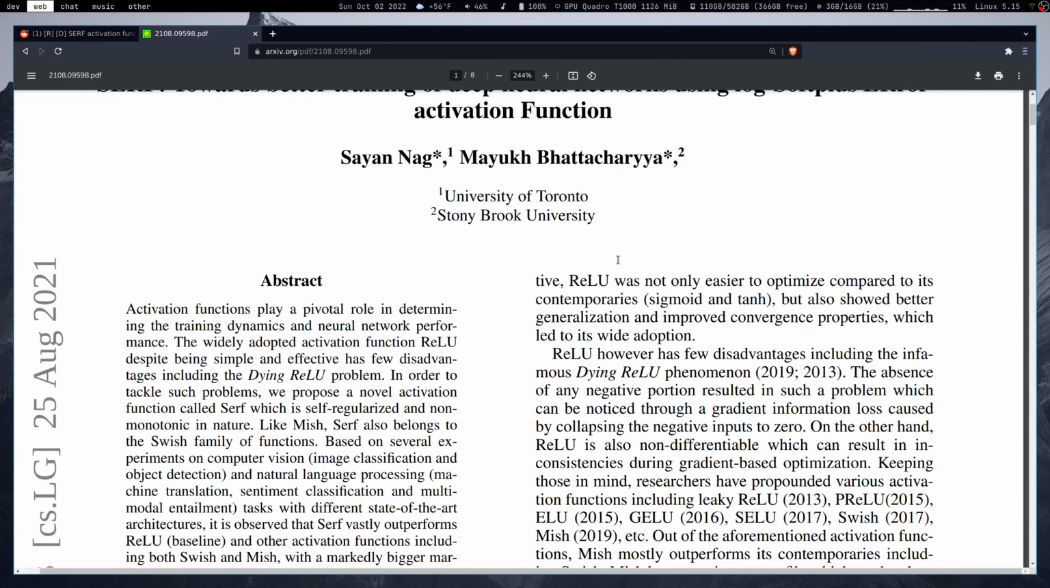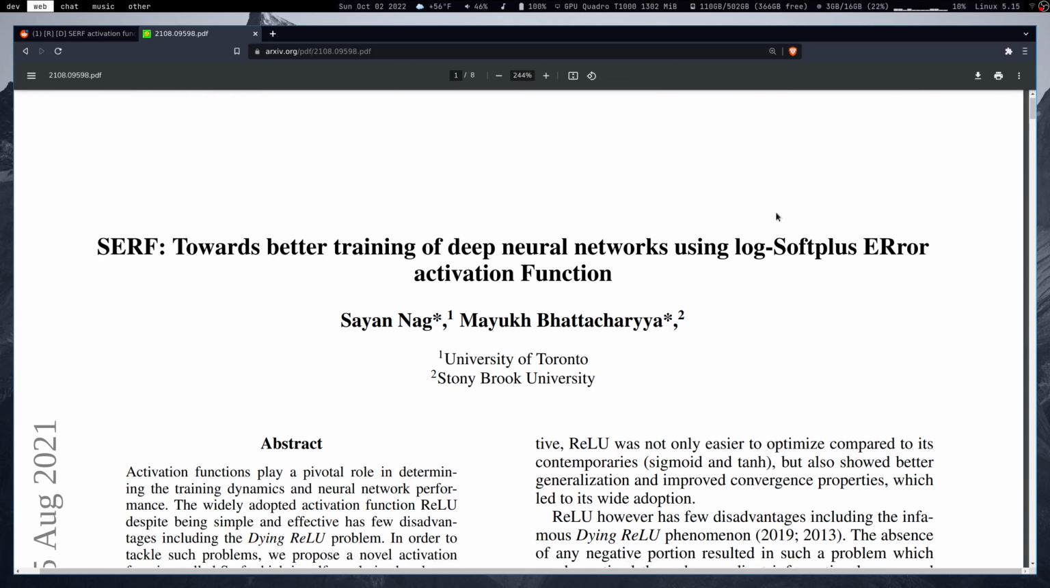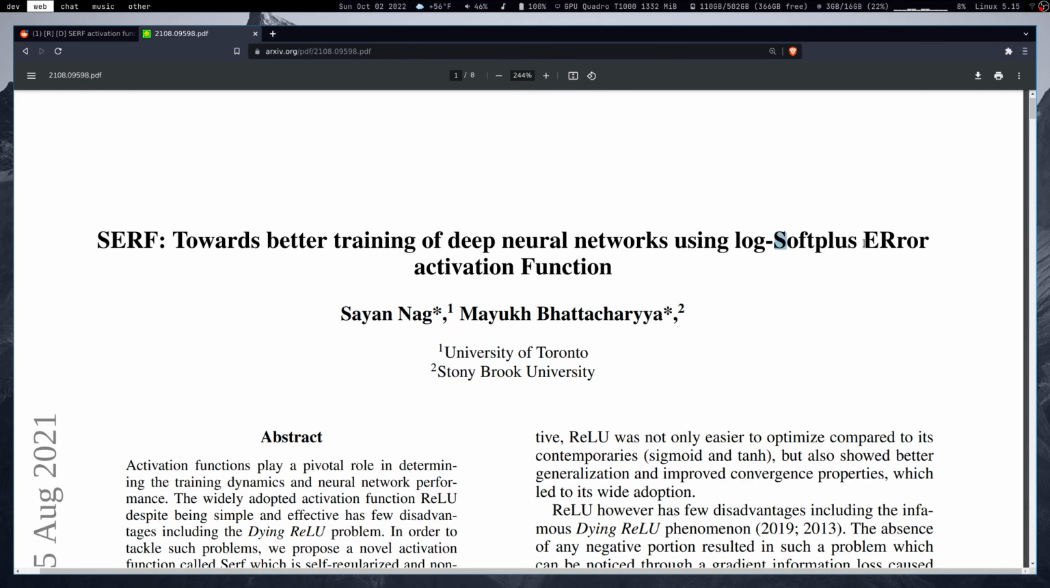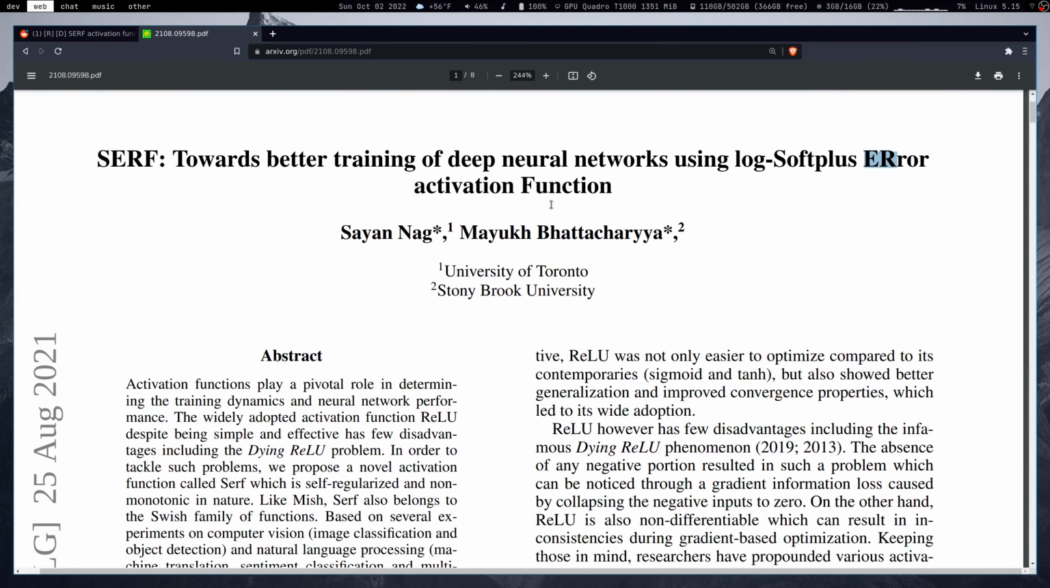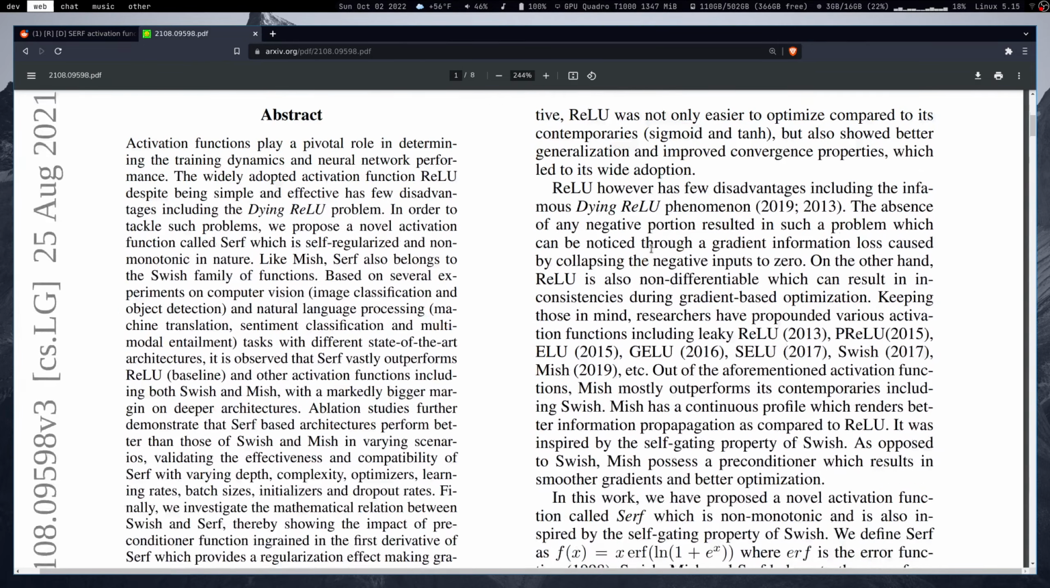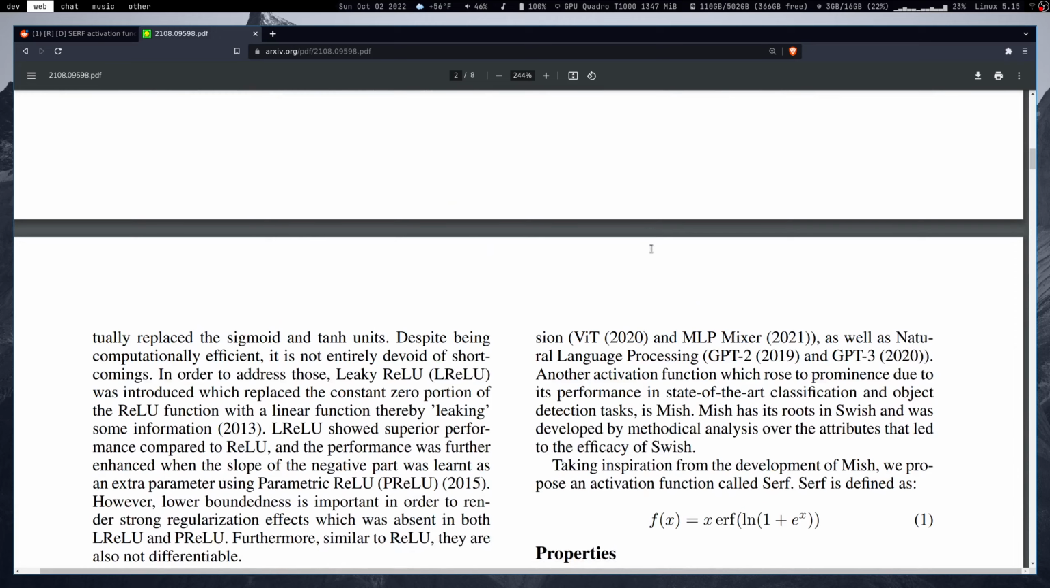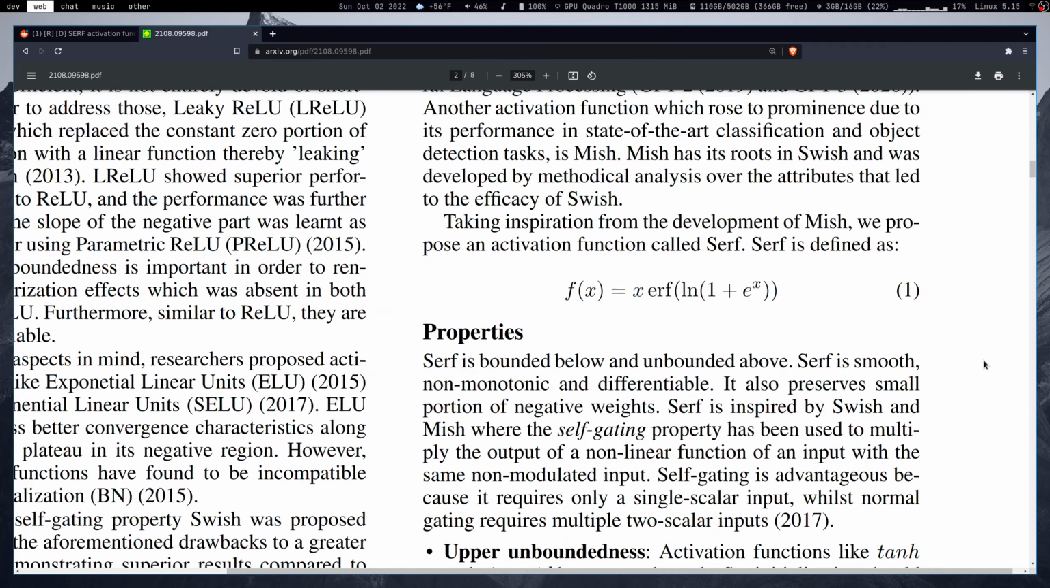And there it is, SERF: Towards better training of deep neural networks using log-Softplus error activation function. Okay, so here is S, here are E and R, and here is F, so SERF. And the authors are Sayan Nag and Mayuk Bhattacharya. I hope I didn't mess up the names, and I apologize if I did. But here is the activation function.